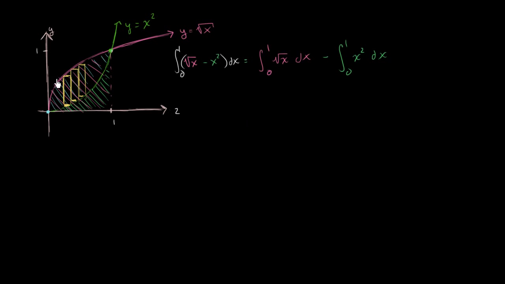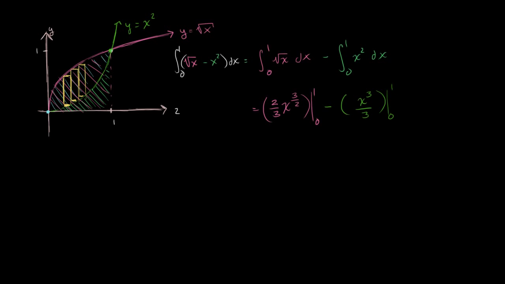But now let's evaluate it. So what's the antiderivative? We know from the second fundamental theorem of calculus that this is just going to be the antiderivative of square root of x. Well, square root of x is the same thing as x to the 1/2 power. So we just increment it. So we say x to the 3/2 power, and then divide by 3/2. Well, that's the same thing as multiplying by 2/3. And we're going to evaluate that from 0 to 1. And from that, we subtract the antiderivative of x squared, which is x to the 3rd over 3. And we're going to evaluate that from 0 to 1 as well.